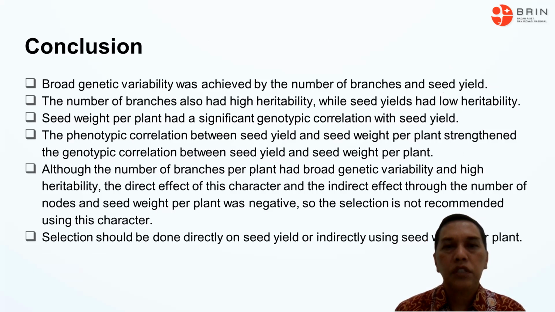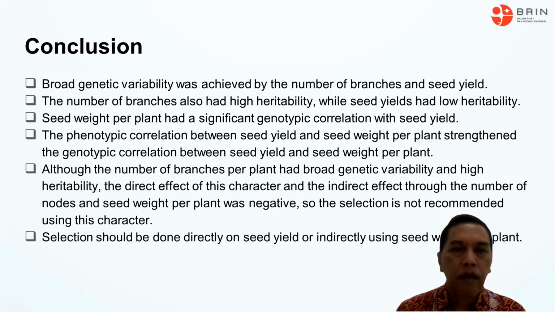Broad genetic variability was achieved by the number of branches and seed yield. The number of branches also had high heritability, while seed yield had low heritability. Seed weight per plant had a significant genetic correlation with seed yield. The phenotypic correlation between seed yield and seed weight per plant strengthened the genetic correlation between seed yield and seed weight per plant.